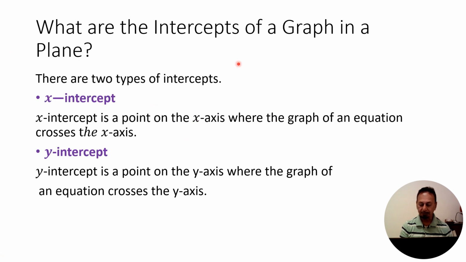So what are the intercepts of a graph in a given plane? In a plane, there are two types of intercepts. X-intercepts, and what is an x-intercept? Well, an x-intercept is a point on the x-axis where the graph of an equation crosses the x-axis. And a y-intercept is a point on the y-axis where the graph of an equation crosses the y-axis.